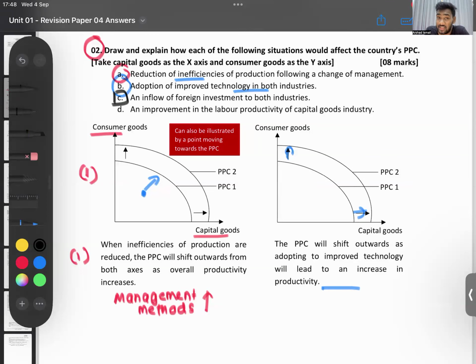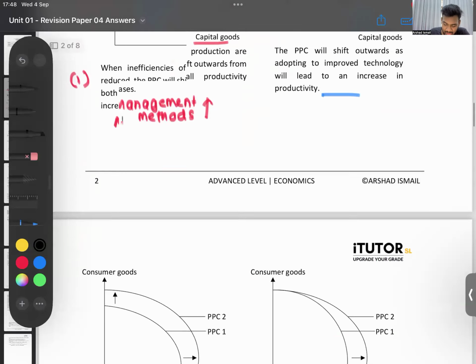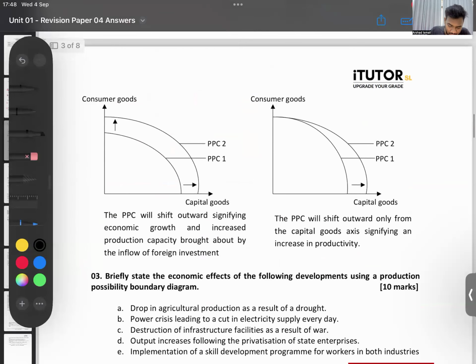Foreign investment is coming in for both the industries. How do you show that? Same, right? Foreign investment coming in, you can shift it out. And that is what I have put over here.